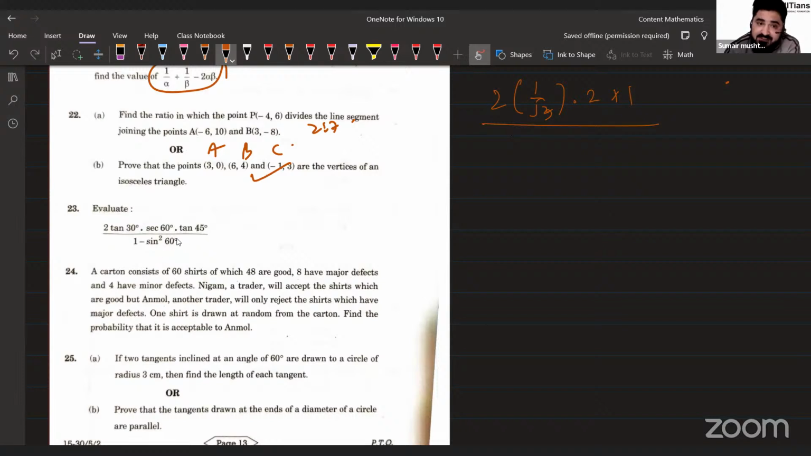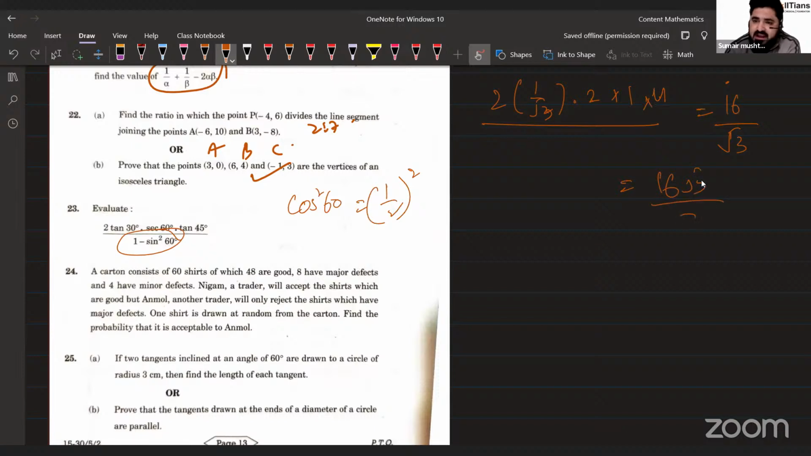Whole divided by. Now, this is the easiest step. This is 1 minus sine square 60. Can I write it as cos square 60? Cos square 60 is equal to 1 by 2 whole square. That is equal to 1 by 4. And you will get the answer. 2, 4, 8, 8, 2, 16. That is equal to 16 by root 3. When you do the rationalization of this, it is equal to 16 root 3 by 3. And this is the better way to put it in the rationalized form. Got it?